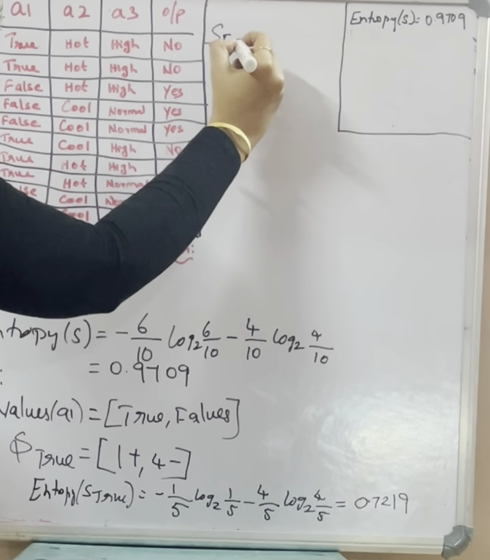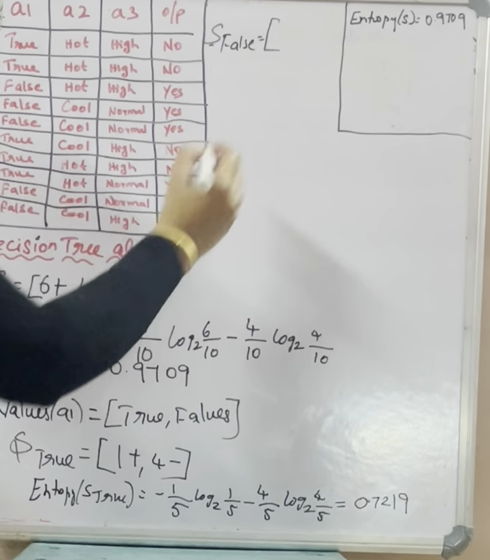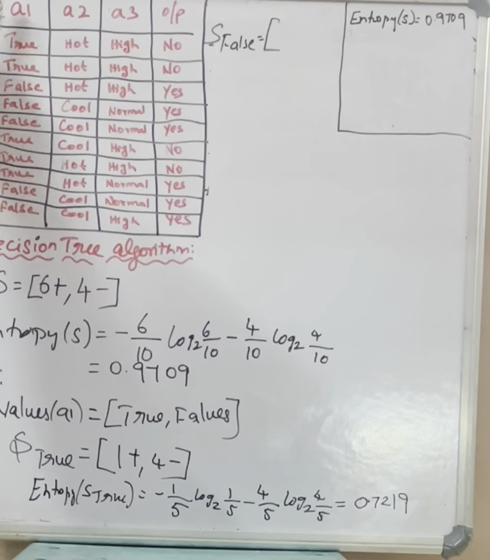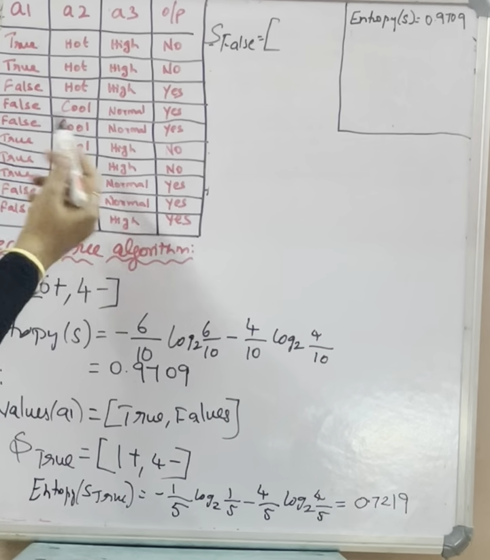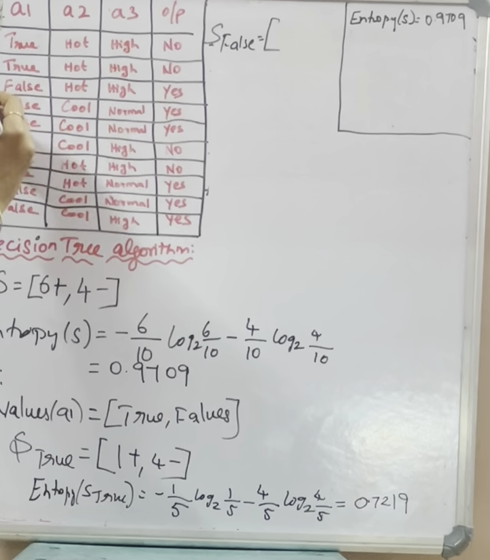Similarly, you have to find the entropy for S false. What are the false values we have? How many false values do we have here in A1? This is for A1 you are calculating. So for A1, false values: 1, 2, 3, 4, 5. So we have 5 false values. Out of this, how many positive and how many negative contributions are there? That we have to take into consideration.